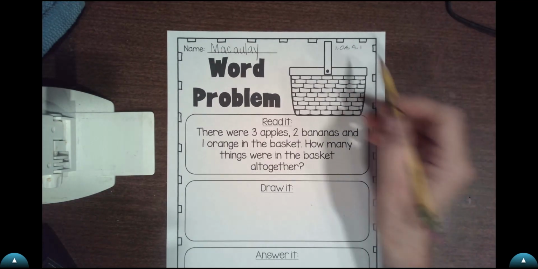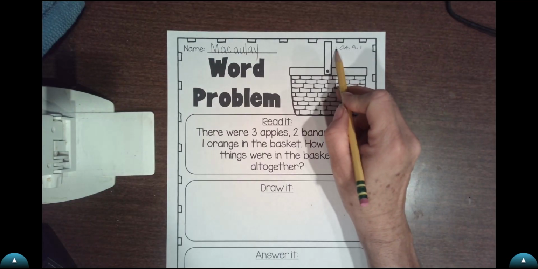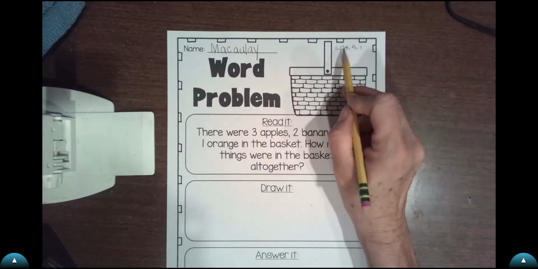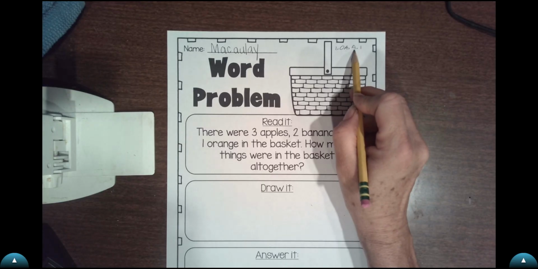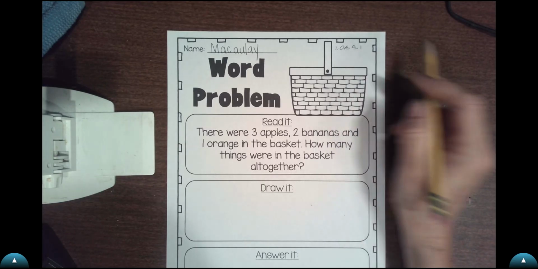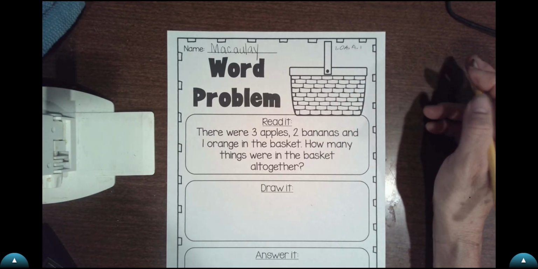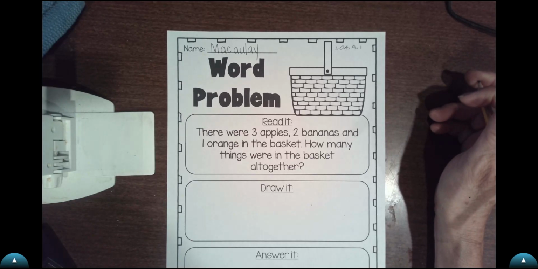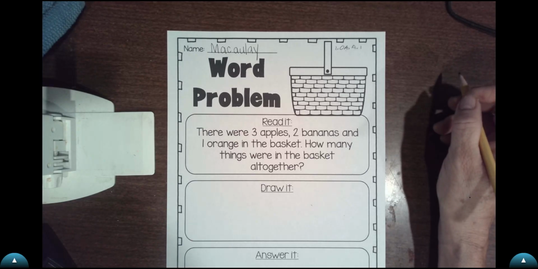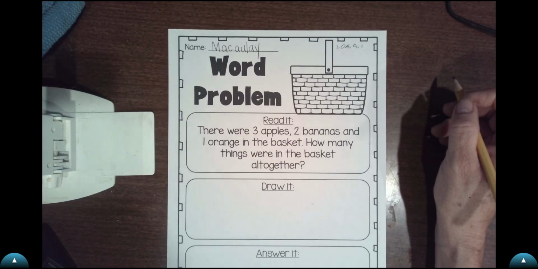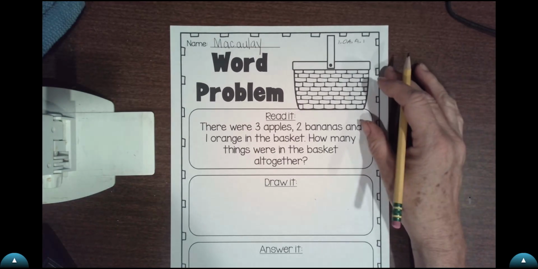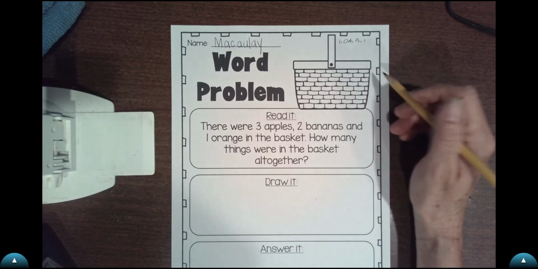All right, our standard is 1 for first grade, OA for operations and algebraic thinking, part A1. And this standard is about solving word problems up to within 20. Okay, so the answer can't be bigger than 20. So we're solving word problems. All right, here we go.